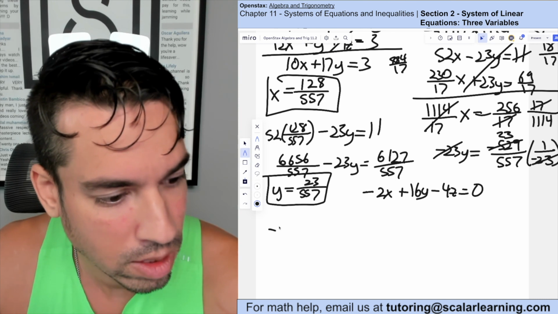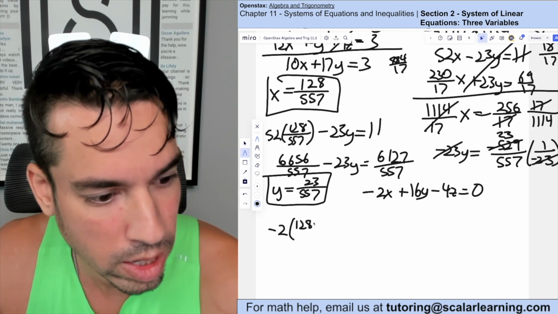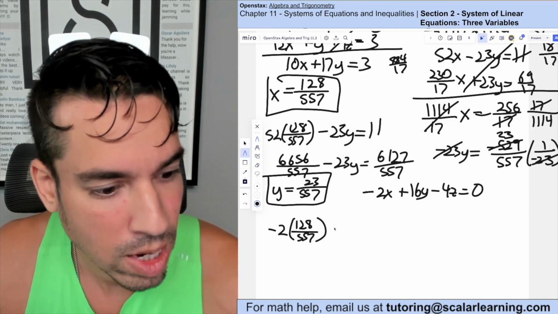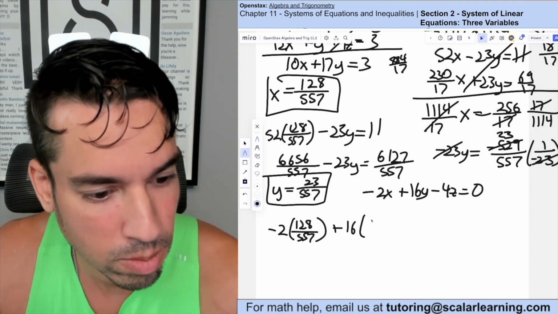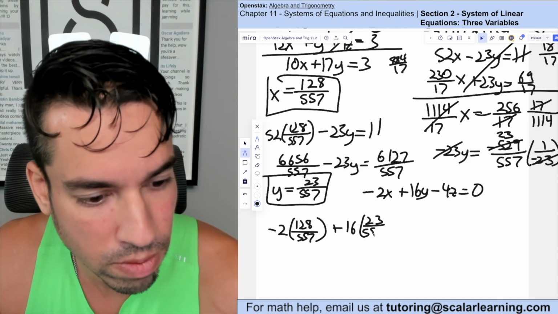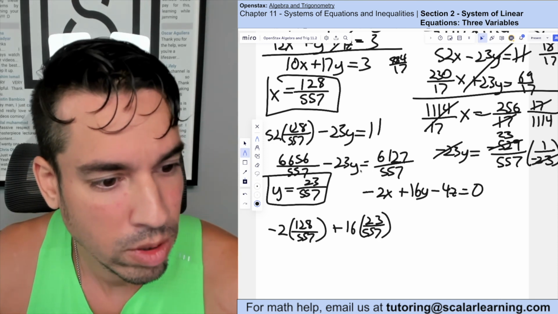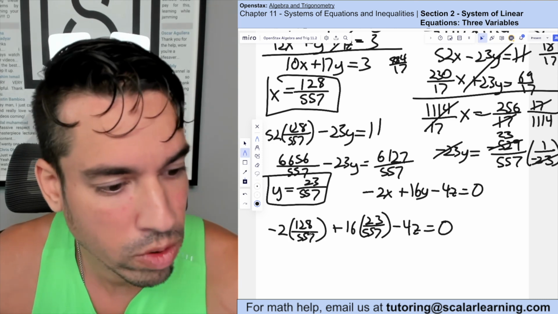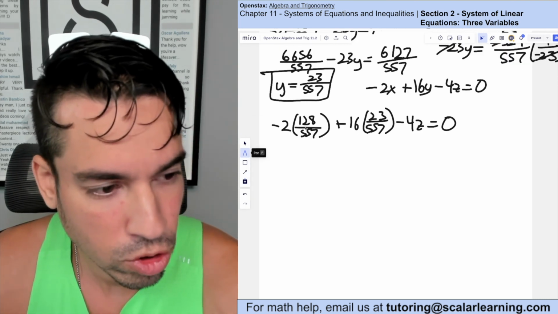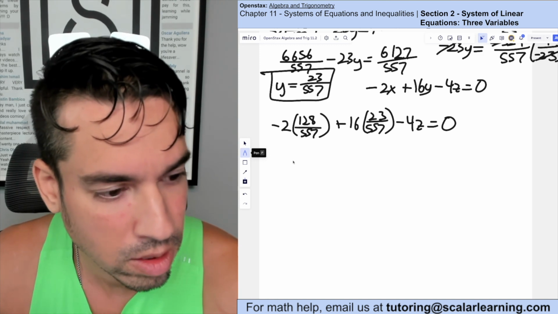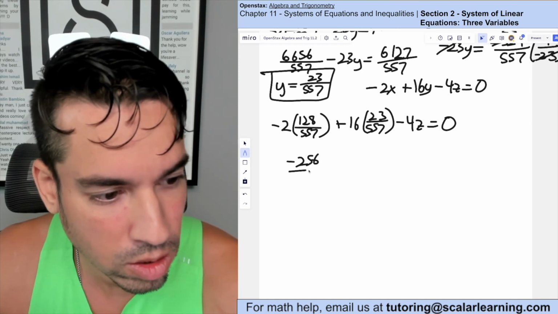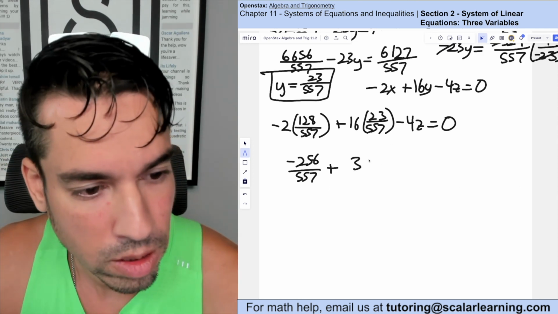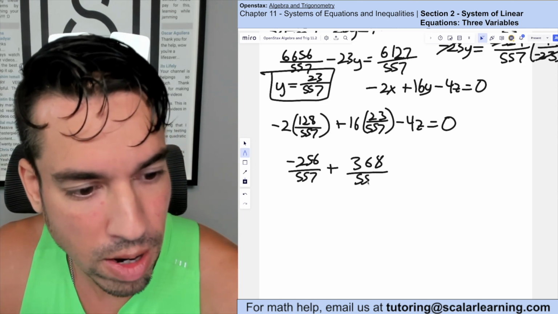So we got negative 2 times 128 over 557, plugging that in for x. Then we got plus 16 times 23 over 557. And then we've got, what was it? Minus 4z is equal to 0. Okay, just making a little bit more room because these numbers are so crazy. So negative 2 times that is negative 256 over 557. 16 times 23, that is 368 over 557.